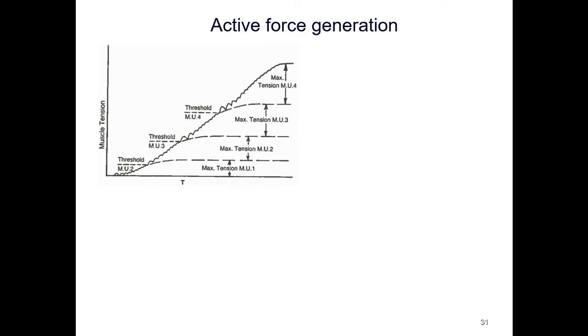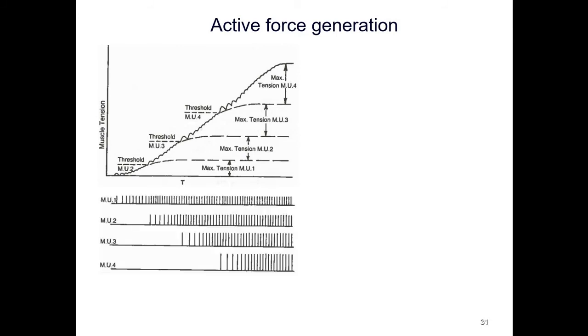Here we see a graph that illustrates the buildup of muscle force over time as a function of the contributions of 4 different motor units. Here we see the firing patterns associated with the 4 motor units. Each vertical line represents a single action potential occurring in one of the motor units. You can see that the height of the line increases as we go from motor unit 1 through to motor unit 4. This is illustrating that the size of the motor unit is getting larger as we go from motor unit 1 through to motor unit 4.